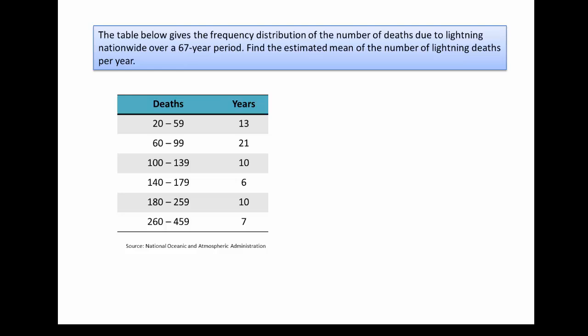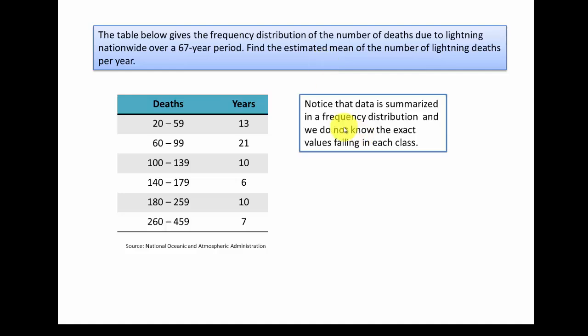Let's work an example on how to find the mean for group data. The table below gives the frequency distribution of the number of deaths due to lightning nationwide over a 67-year period. We would like to find the estimated mean of the number of lightning deaths per year.